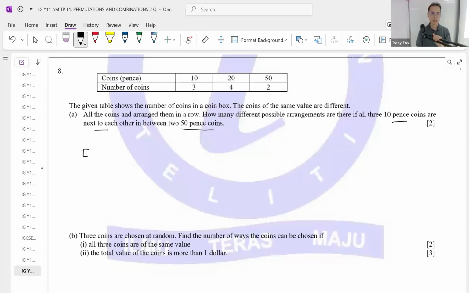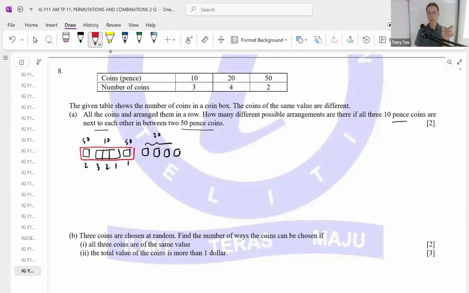So we have to draw, these are the 50, 3 10 together, and another 50, right? Now you see I have 20. 20 you got how many? 4. 4 20 here. So these are 20. So how many ways to put the 50? 2 and 1, right? How many ways to put the 10? 3, 2, 1. Okay, always remember, this one is actually tied together as a block. It's a one block here. So you have a block of 10 and 50 pence coin together with another 4 20-pence coin. So how many ways we can arrange them?